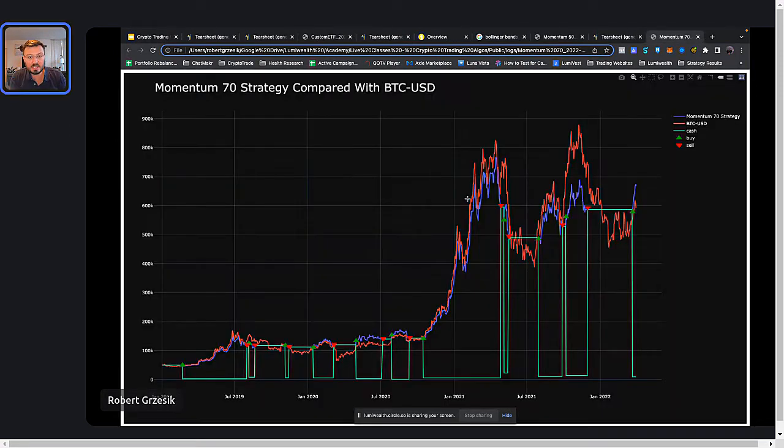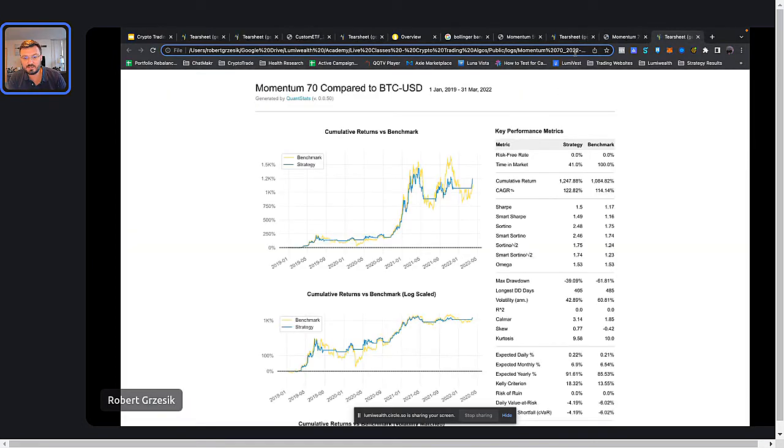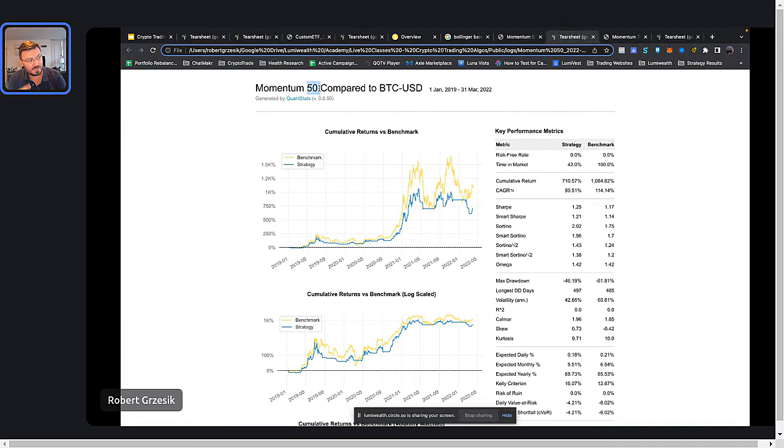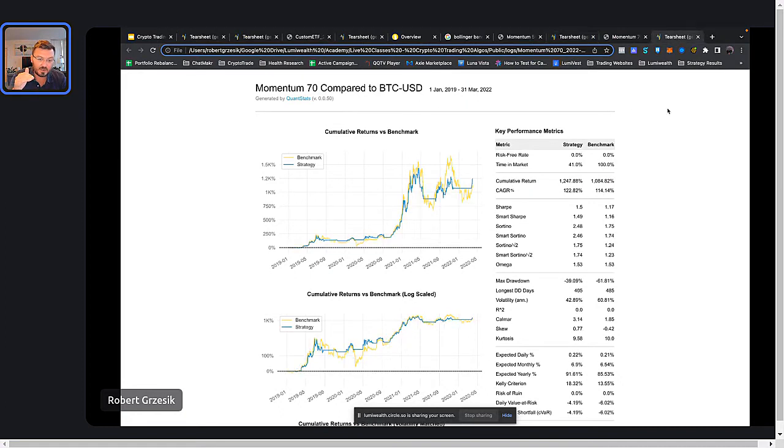And here what I'm doing is I'm actually testing different time intervals. So you see here, this is 70. So I have one here for momentum with 50 days, right? This is if I did a 50-day momentum, and you see the results here. The return is 710%, versus Bitcoin, which is 1,084. So we didn't beat Bitcoin, but we did have a lower volatility. So we're taking less risk in that 50-day period. But now we're trying the 70-day period, right?